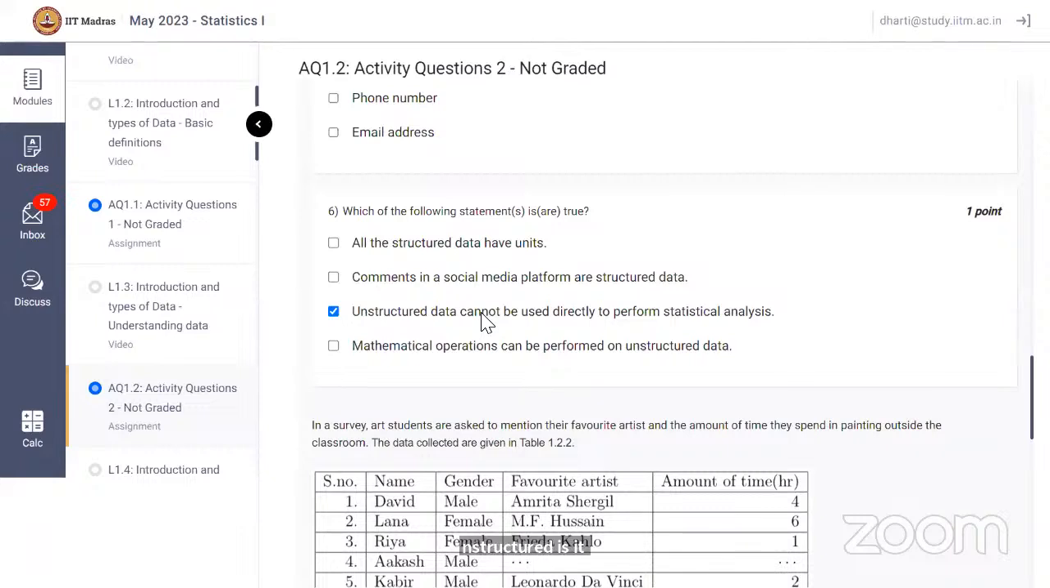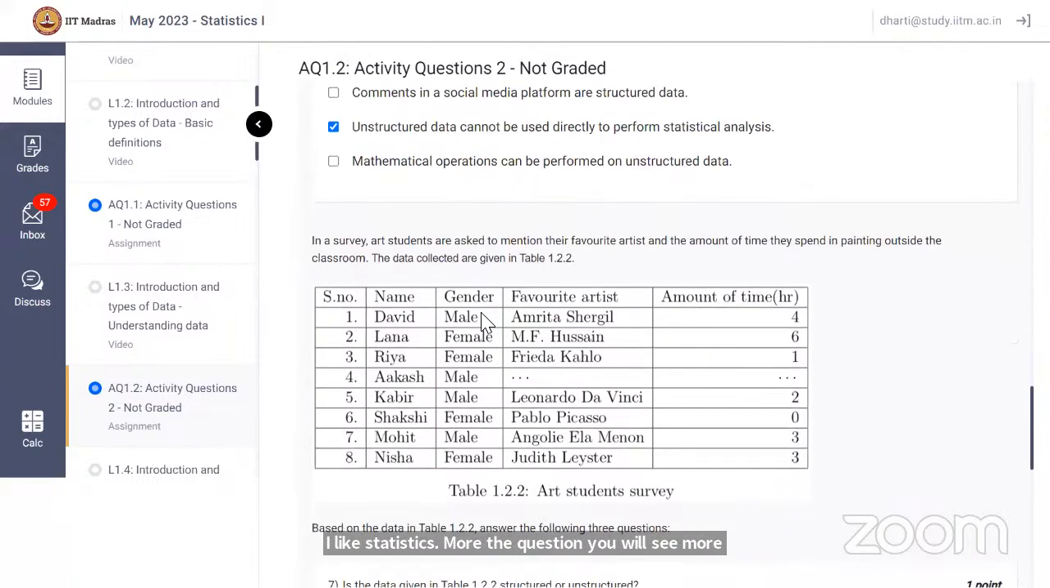Ma'am, any more differences between structured data and unstructured data? No, this much is enough to recognize them. And see, in subjects like statistics, the more questions you see, the more problems you see, the more you will train accordingly.